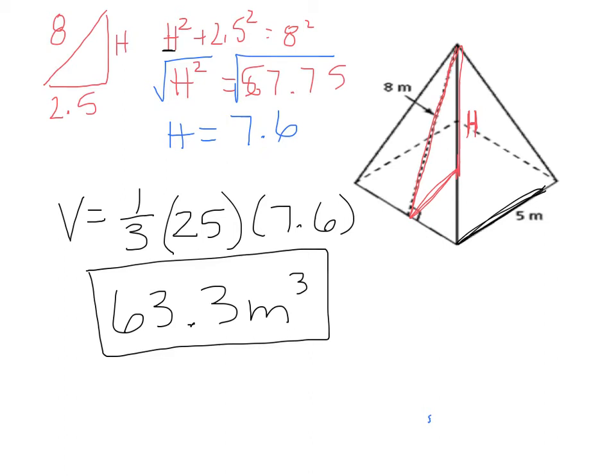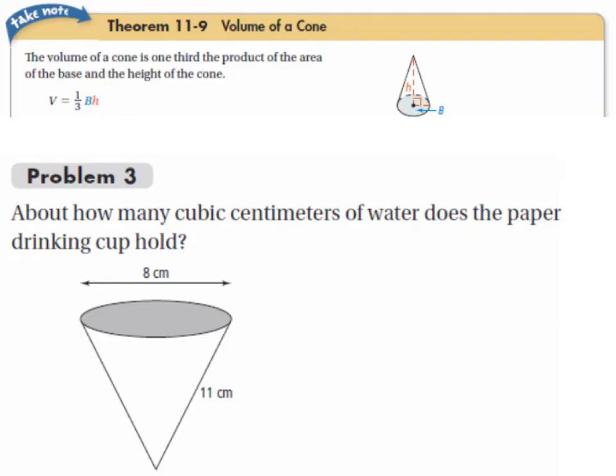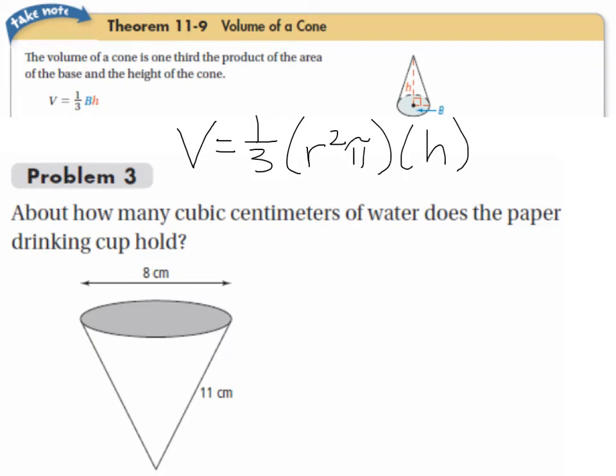And you would have got 7.6 for the height, so it's 1/3 times the area of your base. In this case, it's going to be the 5 times 5 here, which is 25. So you should have gotten 63.3 meters cubed. The volume of the cone is the same concept, 1/3 times the area of the base times height. Now, it might be helpful to write down the volume of a cone is going to be 1/3 times the area of the base, which is radius squared pi, times the height of the shape.